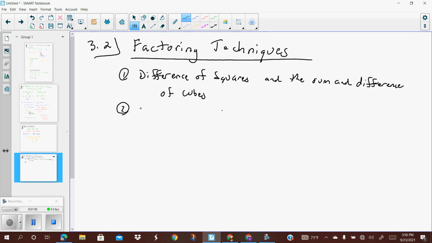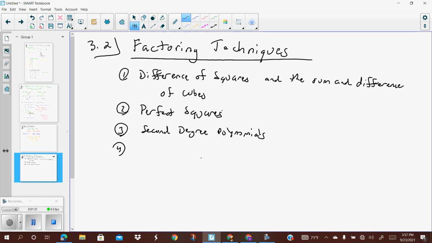We're going to learn how to factor perfect squares. We're going to learn how to factor second degree polynomials. We're going to learn how to factor by grouping.